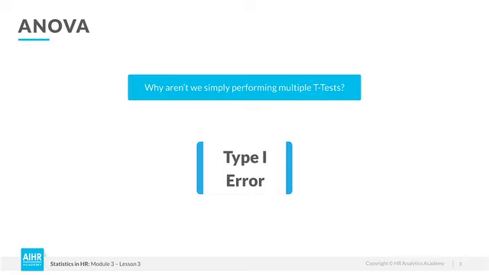An ANOVA controls for these errors so that the type 1 error remains at 5%. This will allow you to be more confident that any statistically significant result you find is accurate. To illustrate why we don't do multiple t-tests, there's a really funny comic by XKCD, which illustrates this point.